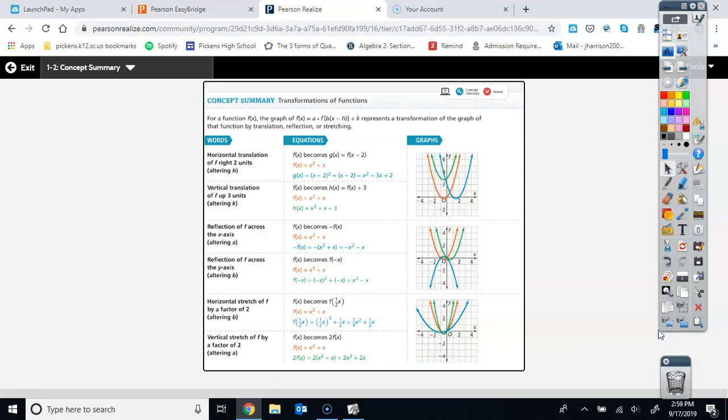Horizontal translations are numbers that are added or subtracted on the inside. Vertical translations are numbers that are added or subtracted on the outside. Reflections across the x-axis multiply the whole function by a negative. Reflections across the y-axis plug in a negative for the x, basically the opposite of all the x values before you plug them in.